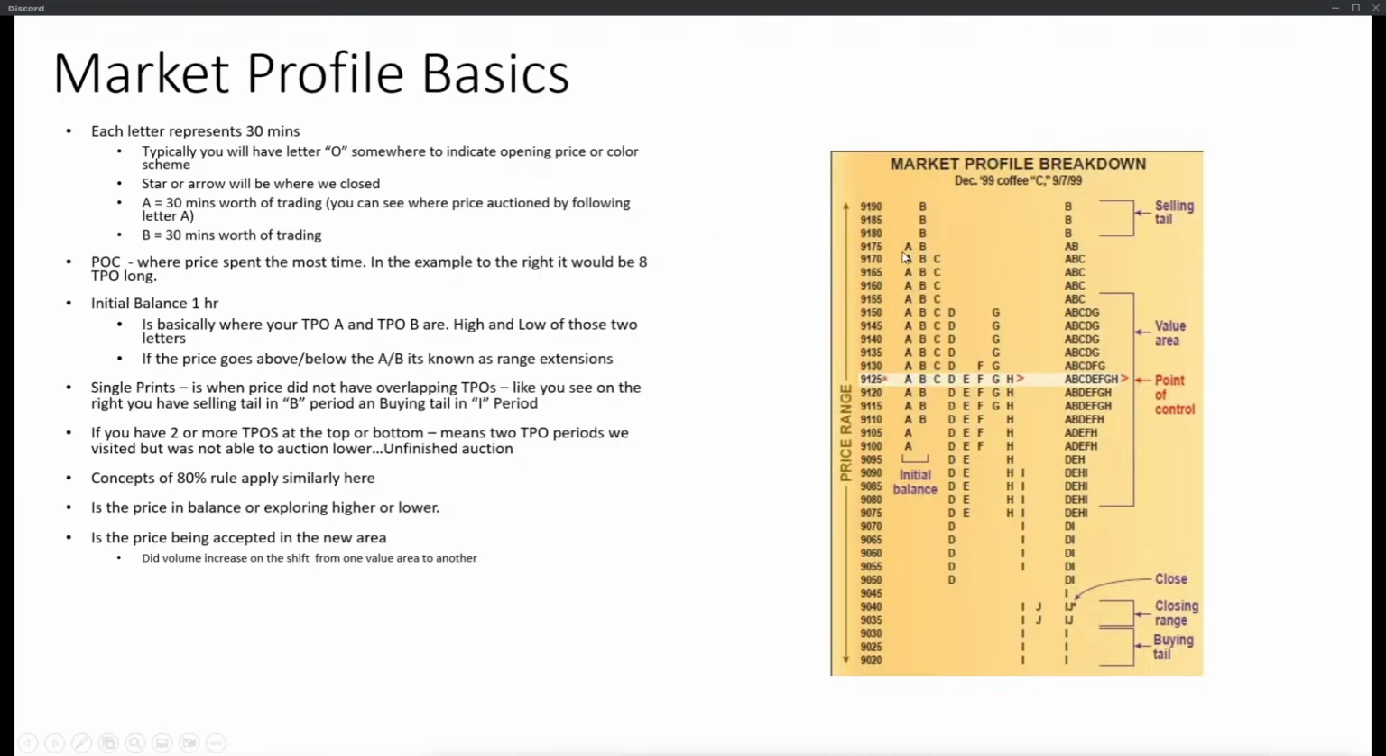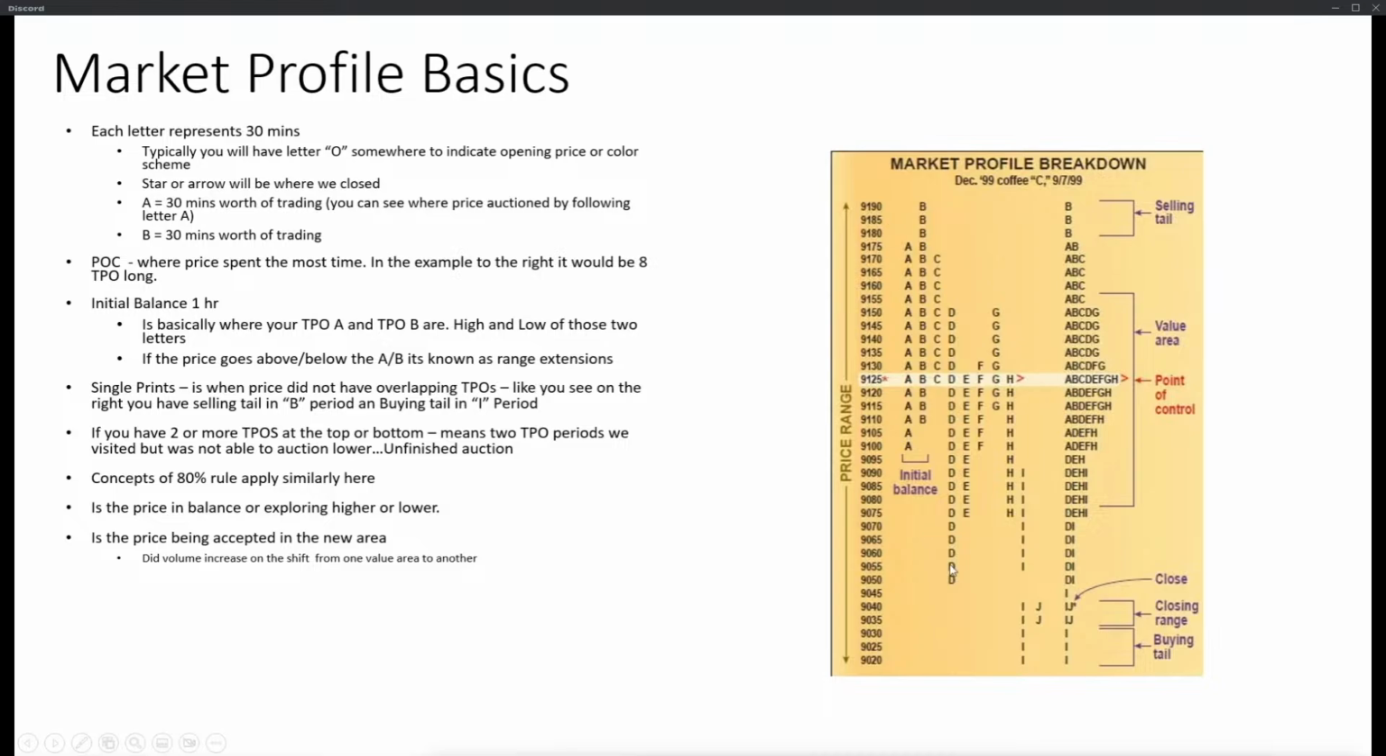Now you see this is 30 minutes, C. Now you see D, right? D is the one that broke the balance. So that would be between 150 minutes to the 180. The D is the one that auctioned lower. And you see where the overlap of the letters happens to be the most is called what? POC. That's where you spent the most time because you spent A, B, C, D, E, F, G, and H here, the most time.